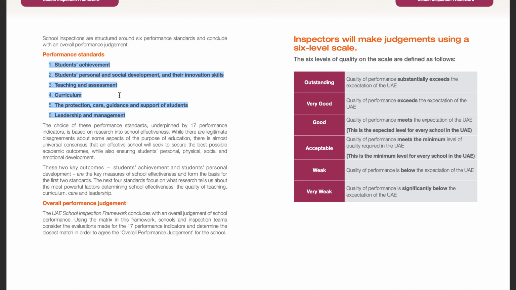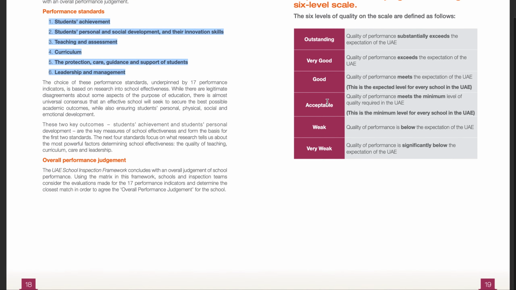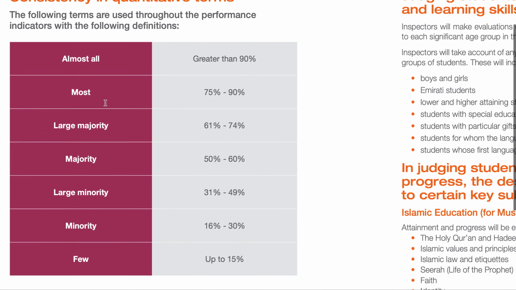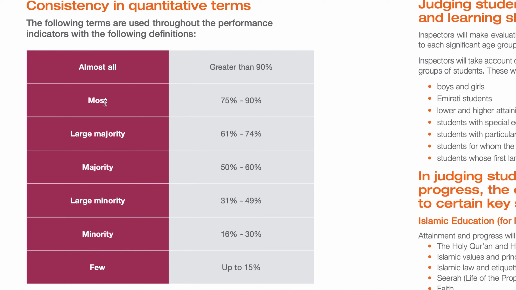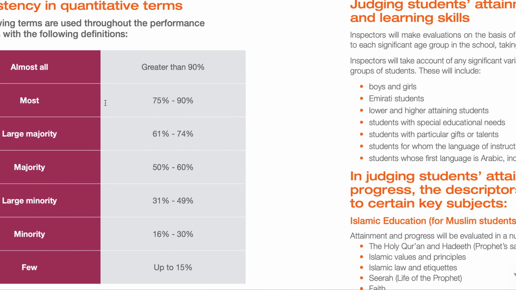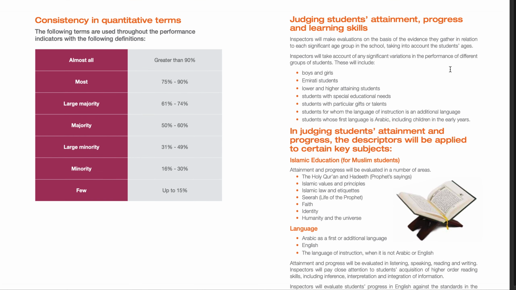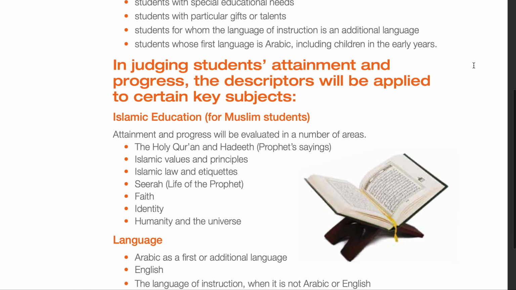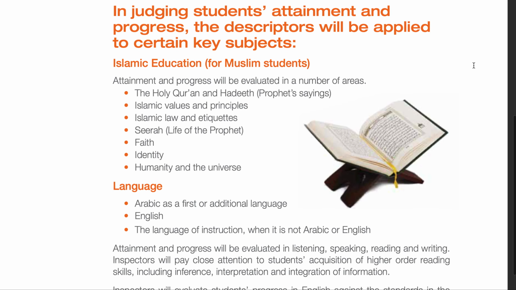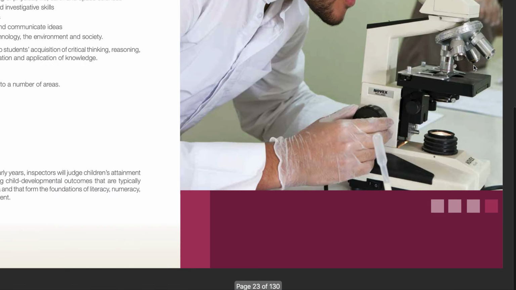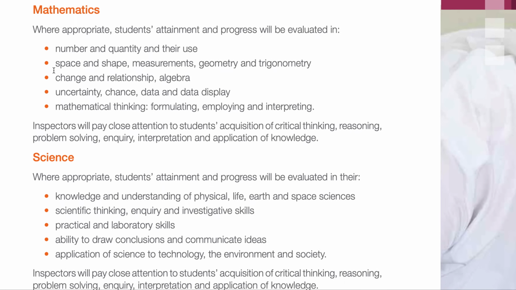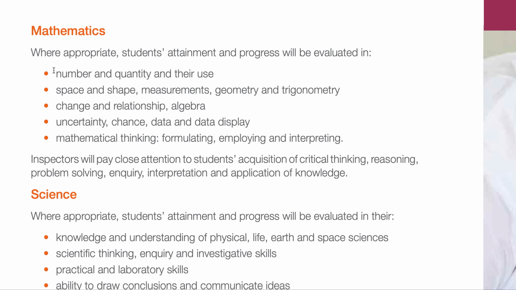So now after we discussed the performance standards, we discussed the 6-level scale, we discussed the importance of having the same quantitative terms, the consistency of the quantitative terms, and communicating them. It's really important to know how we are using these quantitative terms in describing every aspect in the school, not only aspects related to students, but also aspects related to admin and parents and so on. And then there is some important information per grade, per subject. Here, they are highlighting the attainment and progress descriptors that can be applied for very specific subjects, such as Islamic education, for language, what is expected, and also for mathematics, what is expected. So there are some evaluation points that are specific for mathematics.